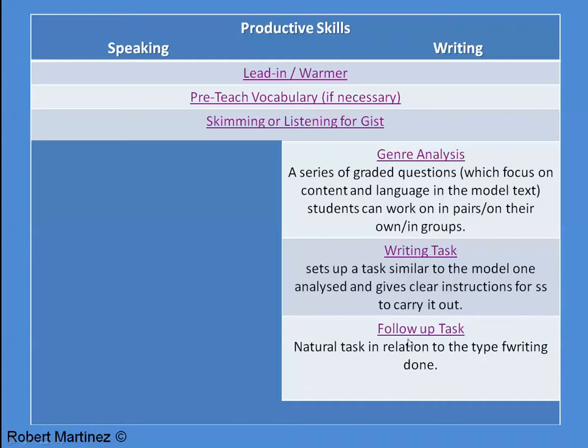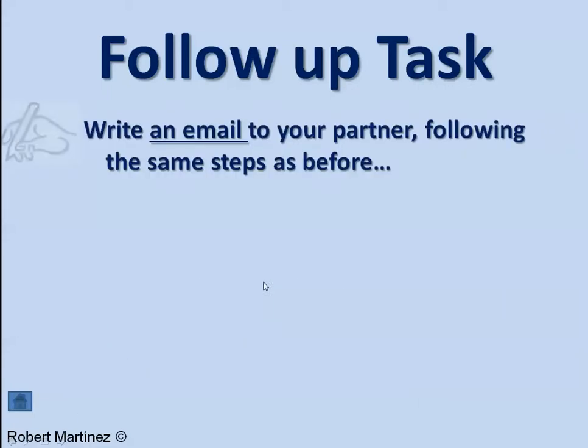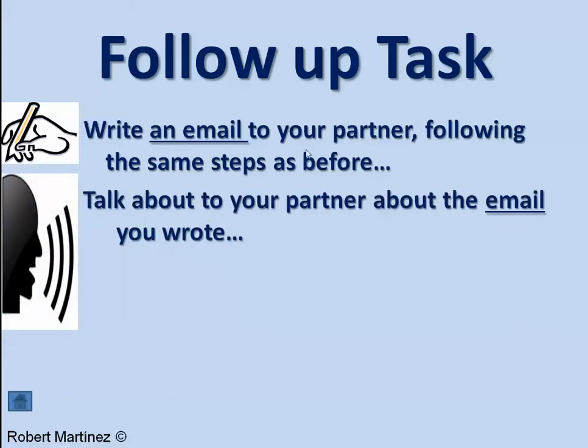You would then have a follow-up task, a natural task in relation to the type of writing done. So, for example, the follow-up task would be to write an email to their partner following the same steps as before. It says a natural task in the sense that if you write an email to someone, you would expect a response. So that would be a natural follow-up task, to reply to that email. Or if you wrote a letter, then you would expect a reply to that letter. Or if you wrote a note to the Lost and Found Property Office, then you would probably expect a reply from them as well. So you can write an email to your partner following the same steps as before, or they can also talk to their partner about the email they wrote.